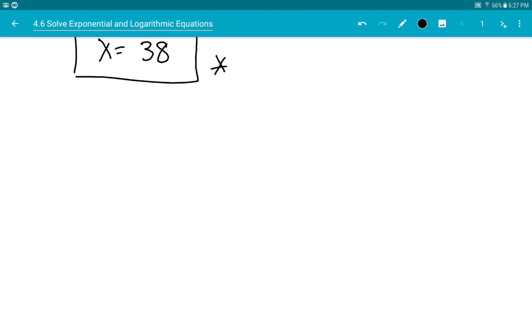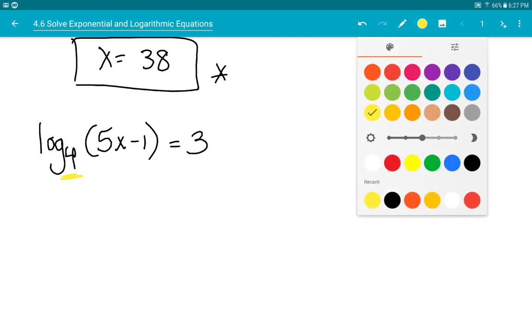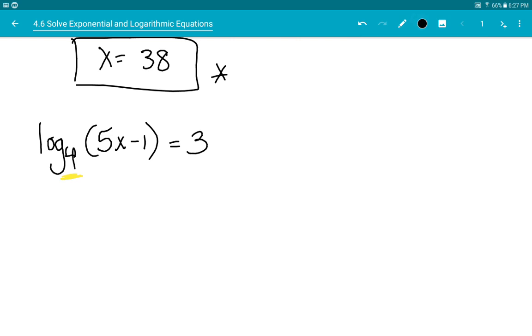Okay, so let's look at another example. All right, so let's see what we have here. Let's say I take the log of 5x minus 1, with a base of 4, is equal to 3. So I've got to get rid of this log, right? You want to highlight the fact that there is a base of 4 here. So what base are we going to use to help us get rid of this log? That's right, base of 4. So we're going to use the base of 4 on both sides to help us get rid of this log.